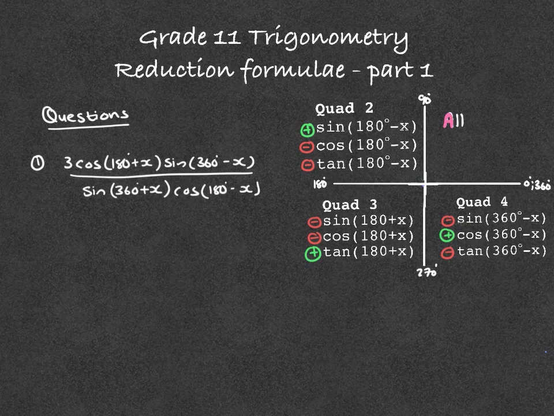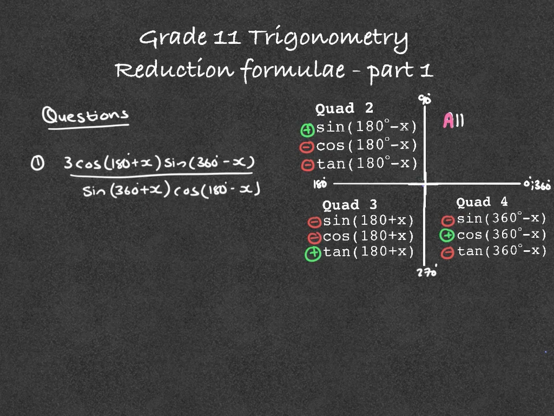We're now going to look at 2 examples. So the first question, and this will just give you a bit of a skrik. 3 cos(180 plus x) times sine(360 minus x) divided by sine(360 plus x) times cos(180 minus x).